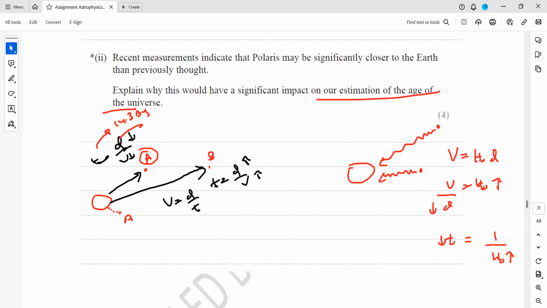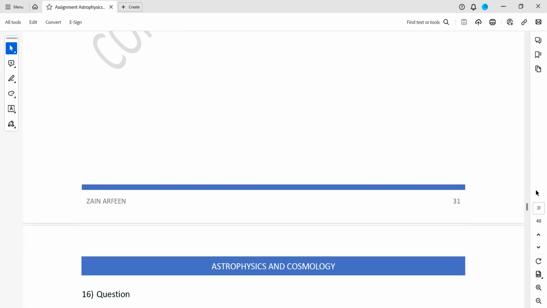So how can you relate these things with each other? If the star is closer to us, its luminosity would be less than what we thought. And as a result, if the distance is shorter, the Hubble constant will have a higher value, and with a higher Hubble constant, we'll have a smaller age of the universe. Is it clear? This is question 15 from astrophysics.